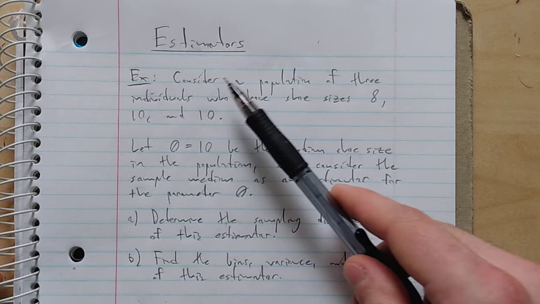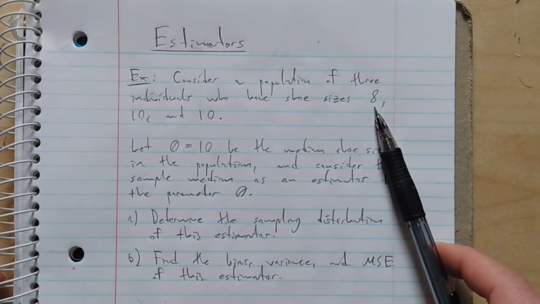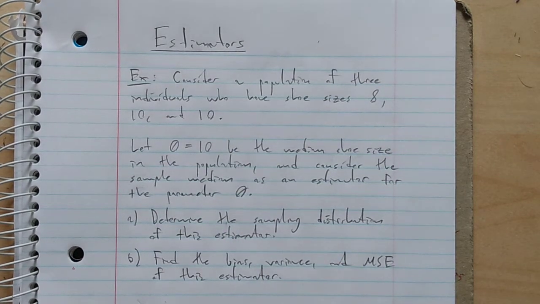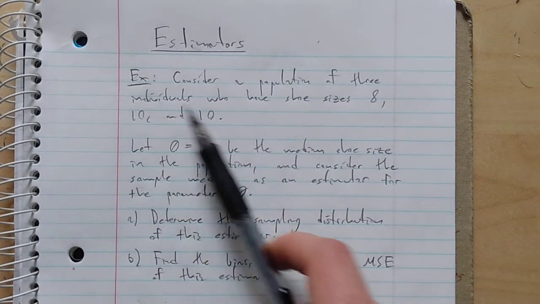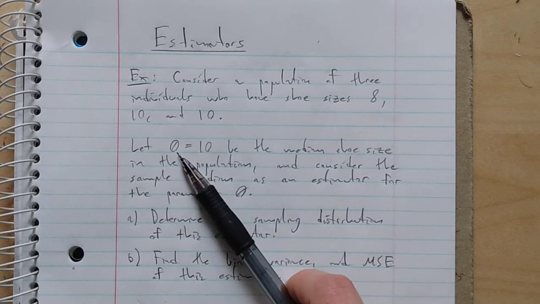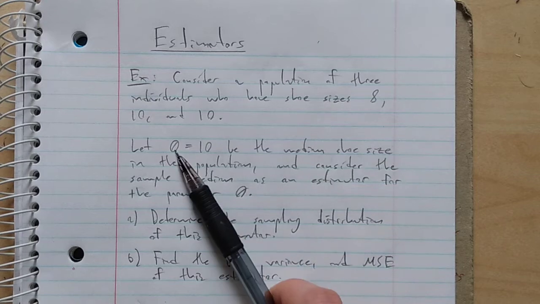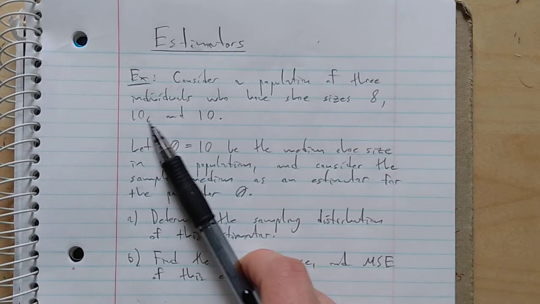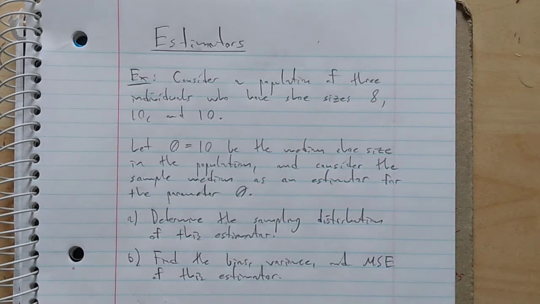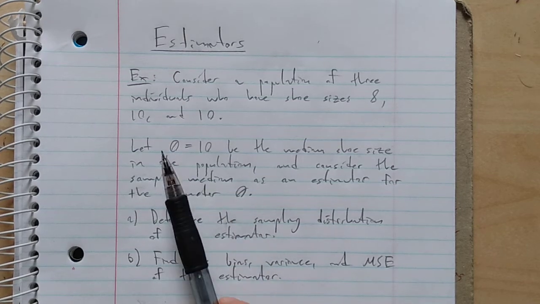Cool. So let's consider a population of only 3 individuals. One of them has shoe size 8, one has shoe size 10, and the other has shoe size 10. So there are 3 individuals in the population, but only 2 different shoe sizes because 2 of the individuals have the same shoe size. Let theta be the median shoe size in the population. So the population median, parameter theta, is 10. You look in here, what's the median? It's the value in the middle when you line these all up in order. Oh yeah, it's 10. And consider the sample median as an estimator for this parameter theta.